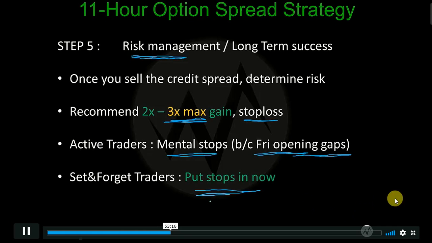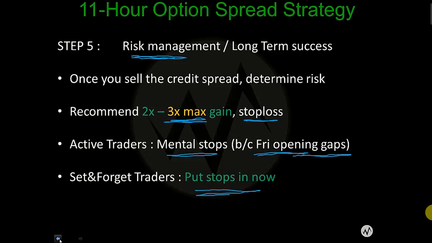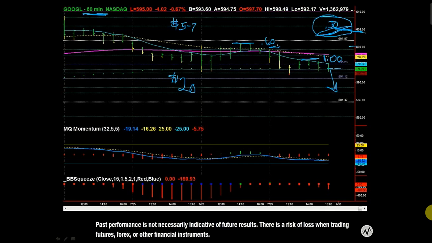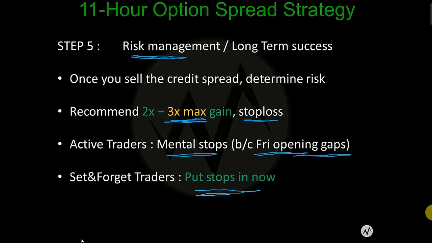Good question, I'm sorry. These credits are for a $5 wide spread. Sorry about that. That's what I traditionally do. $5 wide. All right. So here again, decide on what level you want to set your stops: 2 times or 3 times max gain. Okay. Use mental stops or physical trades. Put in the stops now if you're not going to be watching it.